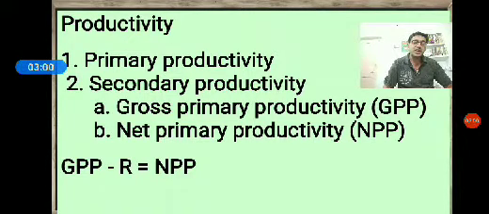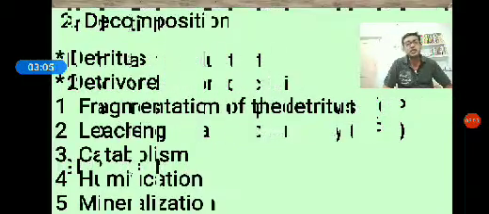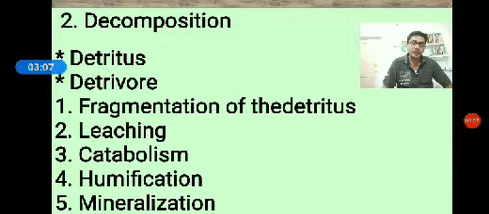So these are the topics we discussed in the previous class. Now we move on to the next one, decomposition. In the previous class we discussed the types of ecosystem, and in that we took the example of the pond ecosystem. After that, the functional components of an ecosystem: productivity, decomposition, energy flow, and nutrient cycle. Coming to the second one, decomposition.